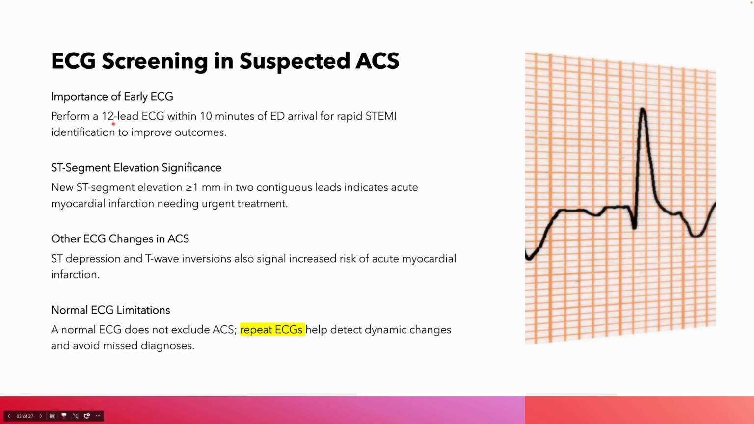Usually we have in our emergency departments the 12-lead ECG, and you should perform it within 10 minutes. Now sometimes you find other changes such as ST depression, T wave inversion, Q waves. These are also indicative of ischemia and acute coronary syndrome. Sometimes some presentations are not conclusive and the ECG does not show or diagnose acute myocardial infarction, so you can repeat the ECG to find it.